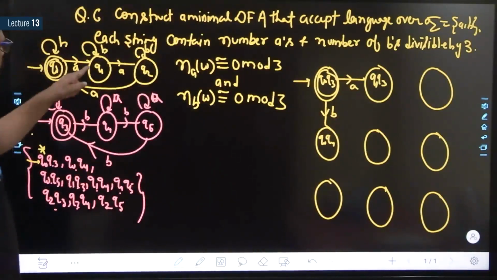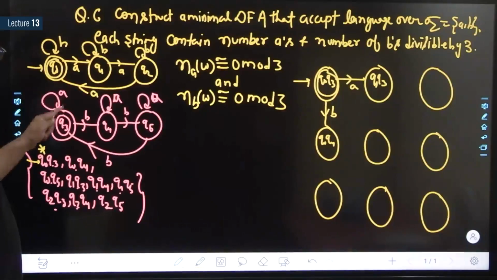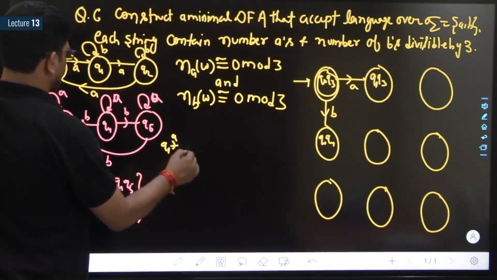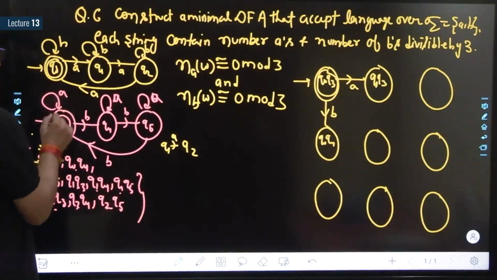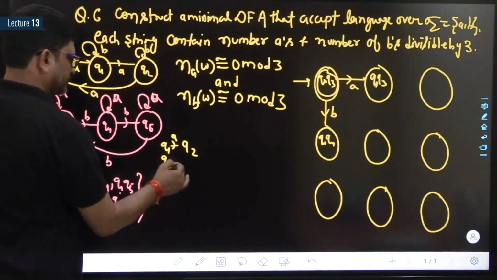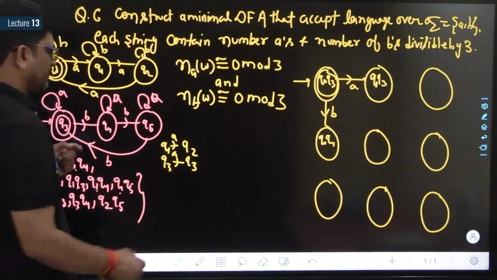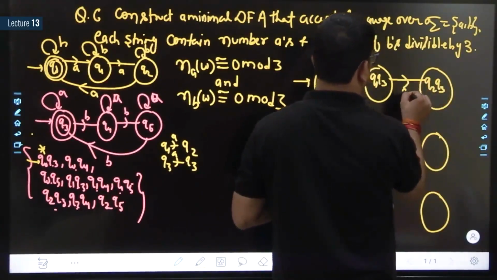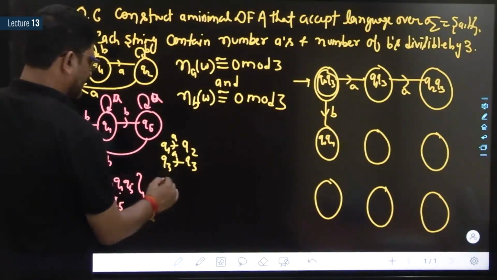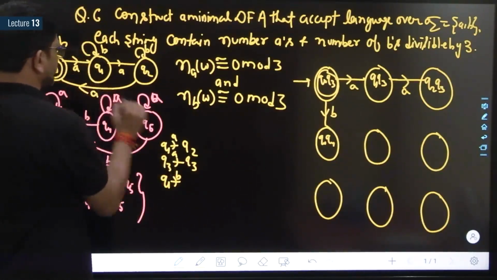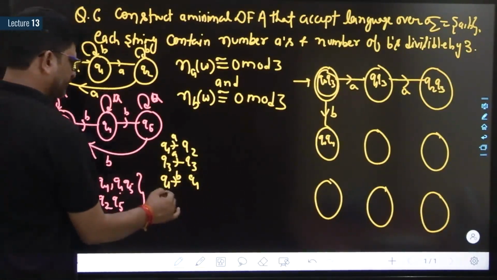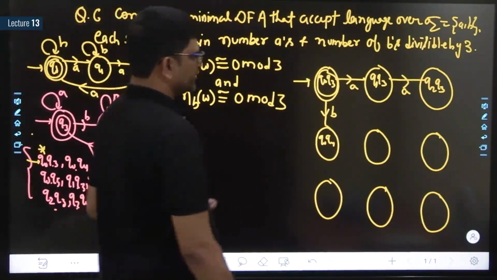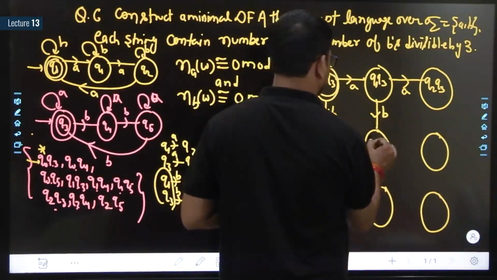Now for Q1Q3. Q1 on A goes to Q2, Q3 on A stays Q3, so Q1Q3 on A goes to Q2Q3. Now for B, Q1 on B stays Q1, Q3 on B goes to Q4, so Q1Q3 on B goes to Q1Q4. Okay.